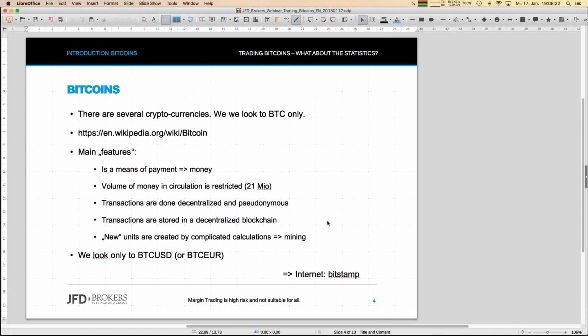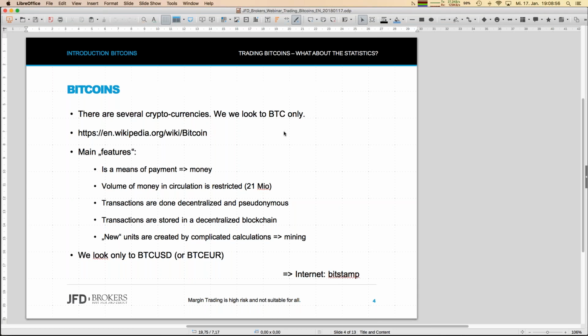Okay, but as I mentioned, a short introduction to Bitcoin. So, of course, Bitcoin is a cryptocurrency, and there are several cryptocurrencies. There's more or less an inflation of those cryptocurrencies, like Ethereum, Ripple, and you name it. And sometimes all are called Bitcoins, which is definitely wrong. There's only one Bitcoin, with the short symbol BTC, and that's the one we look at today.